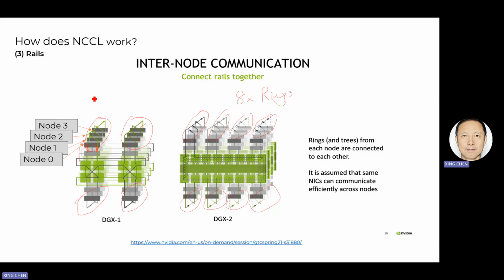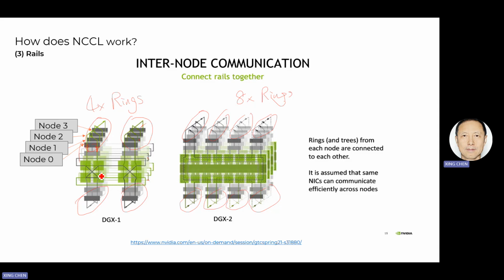And for this one, you are going to have 4 rings. So finally, what you have are 4 rings. The GPUs can communicate with each other. I mean, you have 4 nodes.